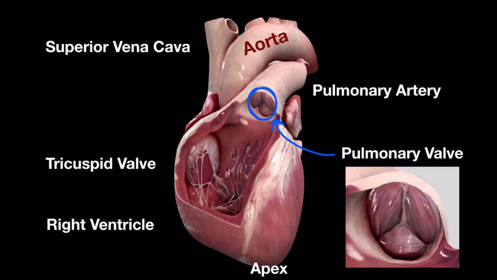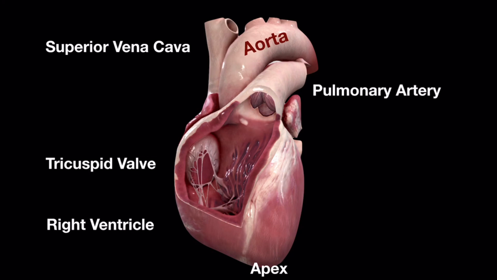And that's a close-up view of it. That's looking at it from inside of that right atria. And then we're going into that pulmonary artery. The pulmonary artery carries deoxygenated blood. It's the only artery in the body to carry deoxygenated blood.